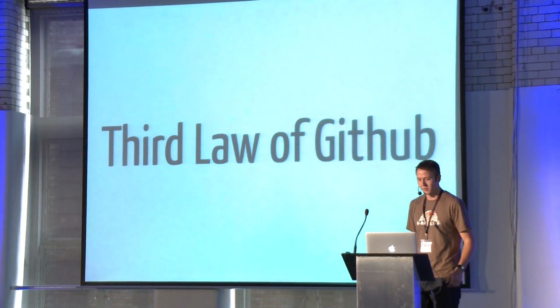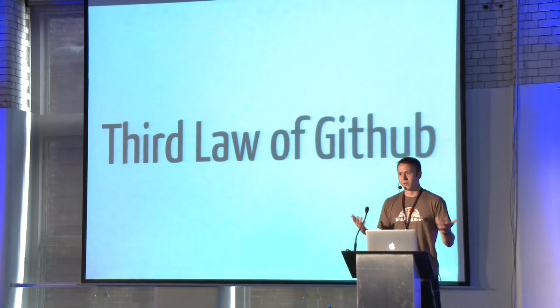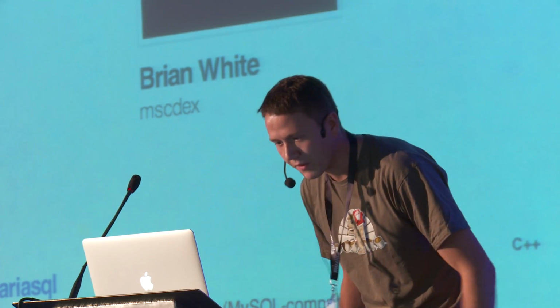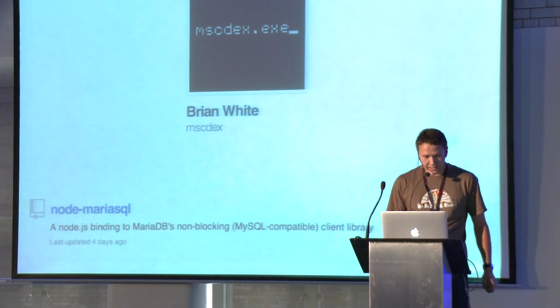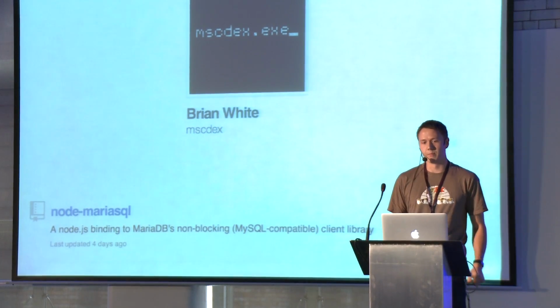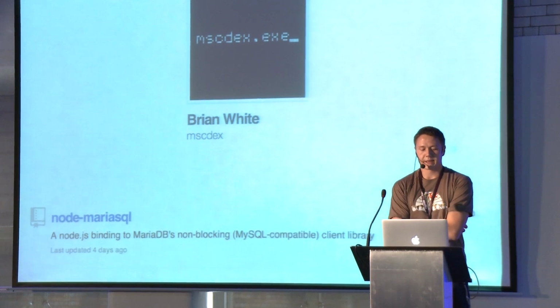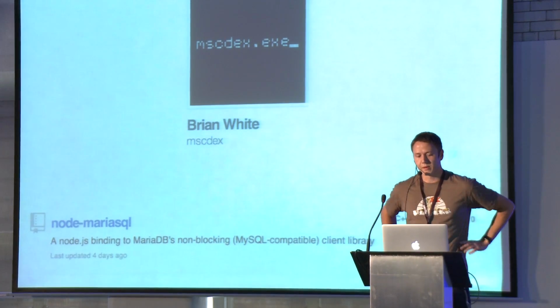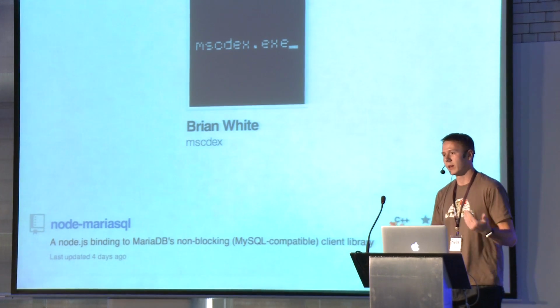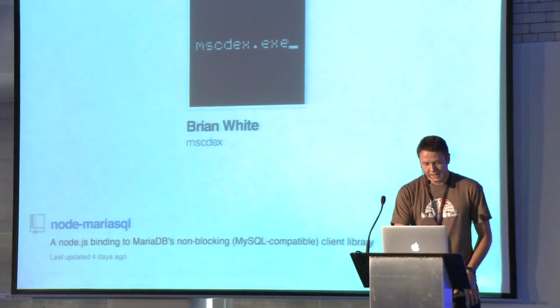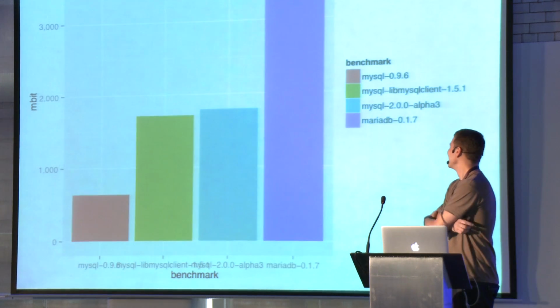So the third law of GitHub, I am actually pretty convinced it exists. Because what happened after I submitted this talk, this guy came along, Brian White, MSC Dex. I don't know why he has a Windows terminal as an avatar, but he wrote a library called Node Maria SQL. Node Maria SQL is another binding to libmysql, but he's using the libmysql for Maria SQL, which itself is a fork of MySQL. And they made it non-blocking, made it faster, made it better. So here's what happened. Shit, right?